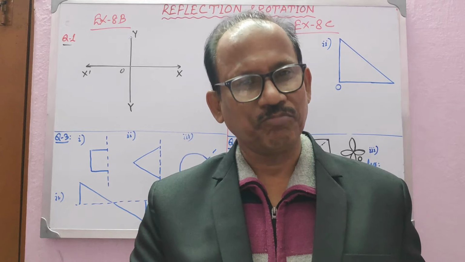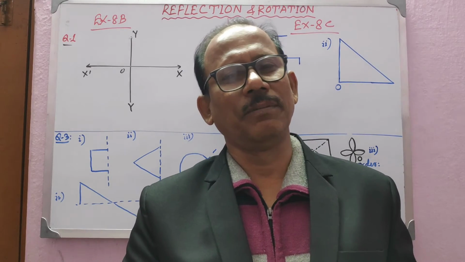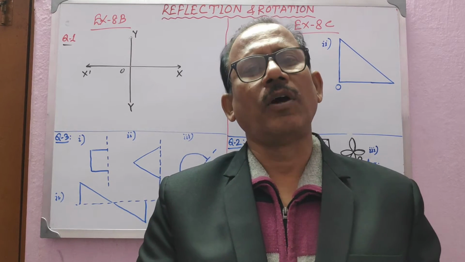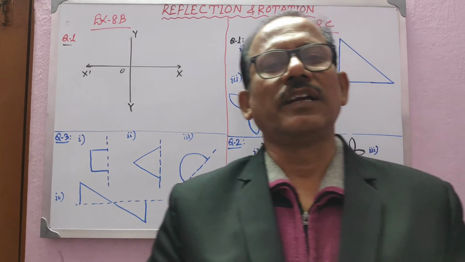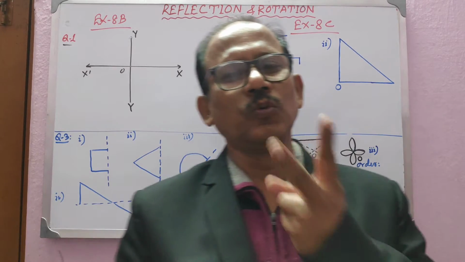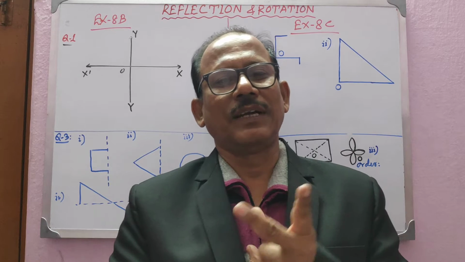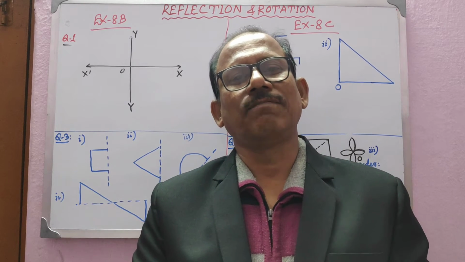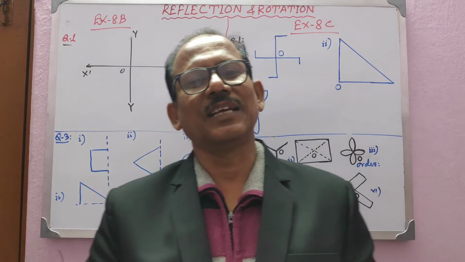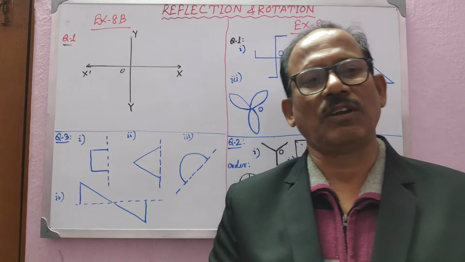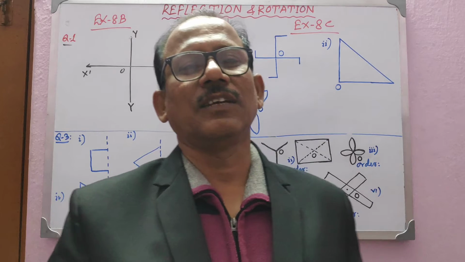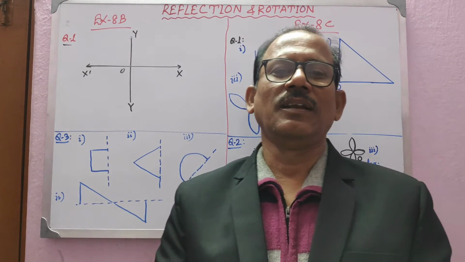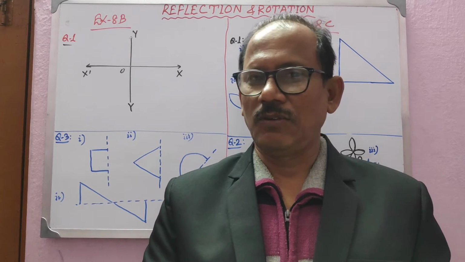Whichever axis it is reflecting on, that axis value remains unchanged. In the coordinate system, every point has two values: the x coordinate value and the y coordinate value. So if it is reflecting on the x-axis, then the x value will remain unchanged and the y value will change. If it is reflecting on the y-axis, then the y value will remain unchanged and the x value will change.